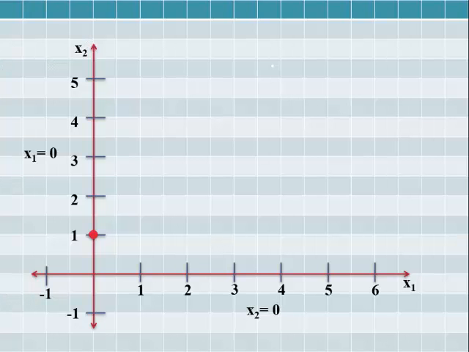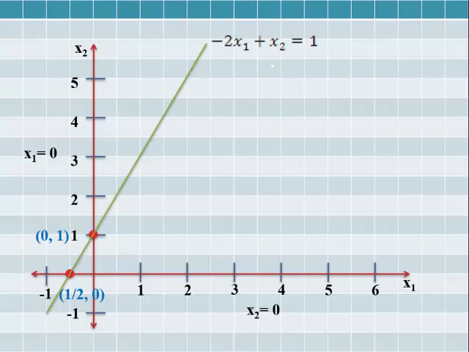So for drawing the first line, that is -2x1 + x2 = 1, mark the points (0, 1) and (-1/2, 0) in the graph. So this is the point (0, 1). Next, mark the second point, that is (-1/2, 0). So this is the point (-1/2, 0). So join these 2 points to get the required line. So this is the line for the equation -2x1 + x2 = 1.